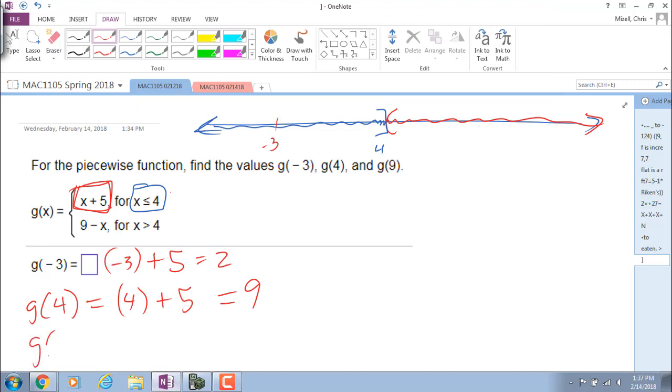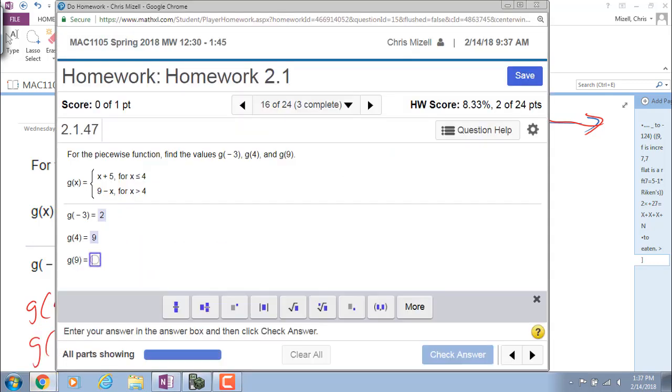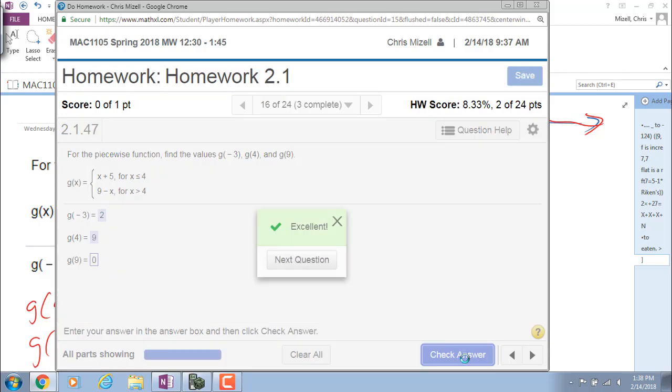G of 9 is 9 less than or equal to 4, or is 9 greater than 4? Greater than 4. So that means use the other rule. We don't care about the x plus 5 now, because 9 is greater than 4. We're looking at the 9 minus x. So it's 9 minus 9, which is 0. So we get 0.